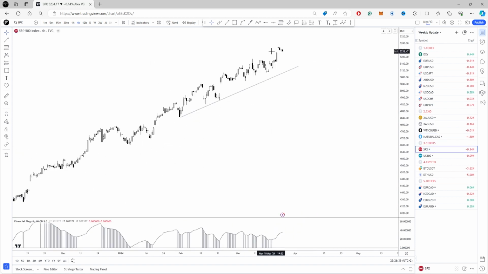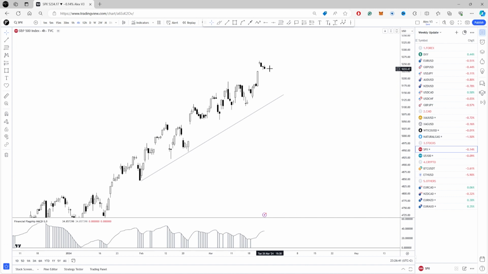S&P 500, this one is continuing to push up. We didn't have any pullbacks here, only small ones. We had an internal trend line here, as you can see. So the way things are looking right now, I'm expecting the price to continue to grow.